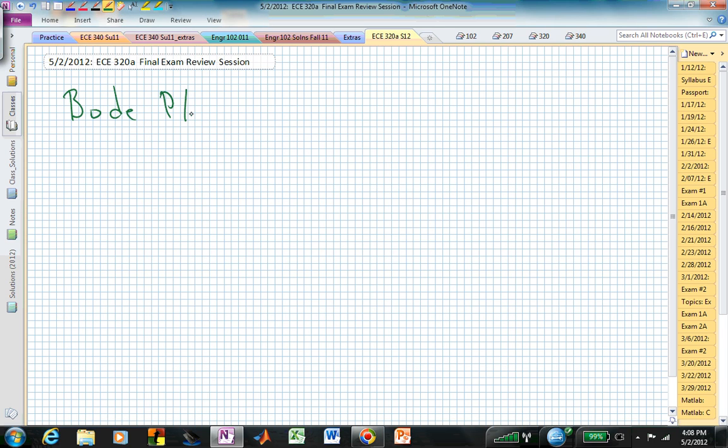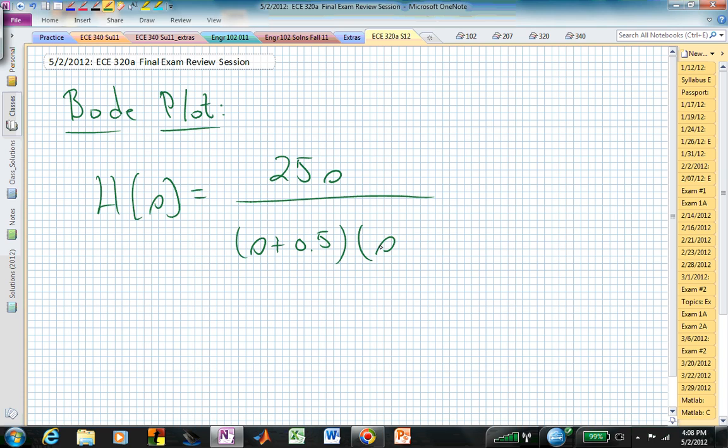So what I am doing now is really just opening up the floor for questions, and somebody said, can you do a Bode plot example with complex poles or complex factors? I have a transfer function written here. It's 25s over s plus 0.5 times s squared plus 4s plus 100. And now the point is, can we sketch the Bode plot for that particular transfer function?